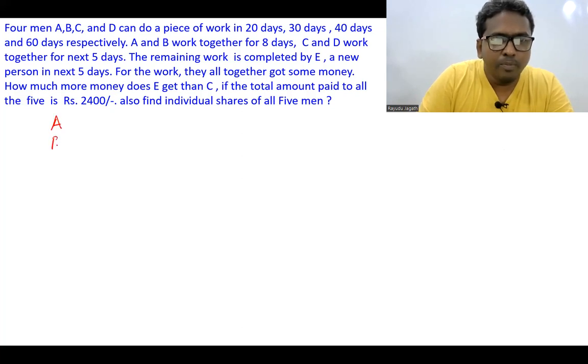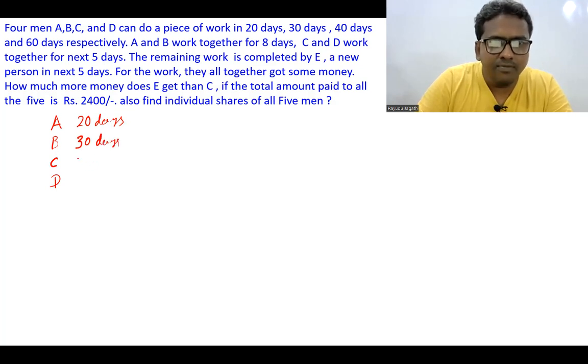We are having 4 people, A, B, C, D, and A can finish a work in 20 days, whereas B can finish the same work in 30 days, and C can finish the same work in 40 days. So as the number of days increases, their efficiency gets reduced, and D can finish the same work in 60 days.